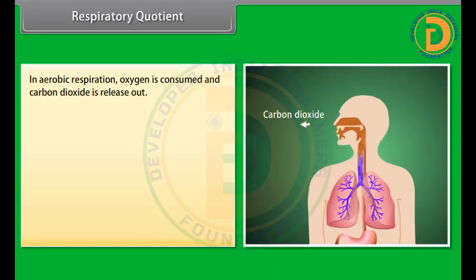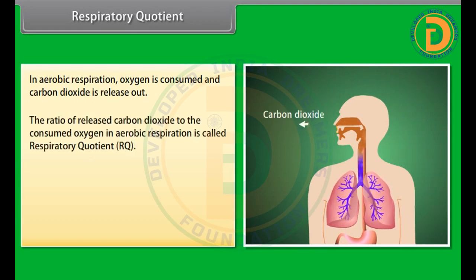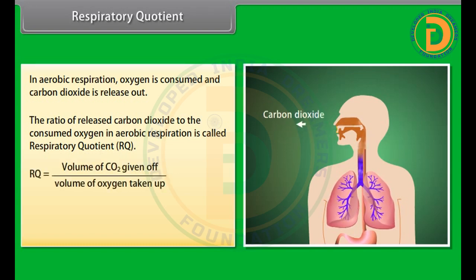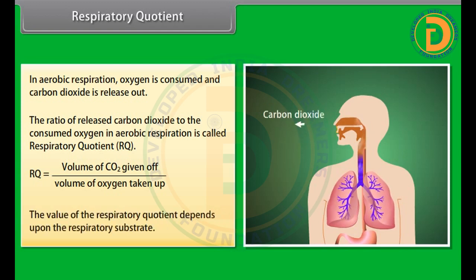Respiratory quotient. In aerobic respiration, oxygen is consumed and carbon dioxide is released. The ratio of released carbon dioxide to consumed oxygen in aerobic respiration is called the respiratory quotient. RQ is equal to the volume of CO2 given off upon the volume of oxygen taken up. The value of the respiratory quotient depends upon the respiratory substrate.